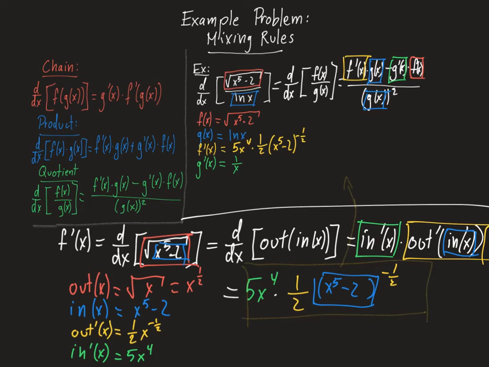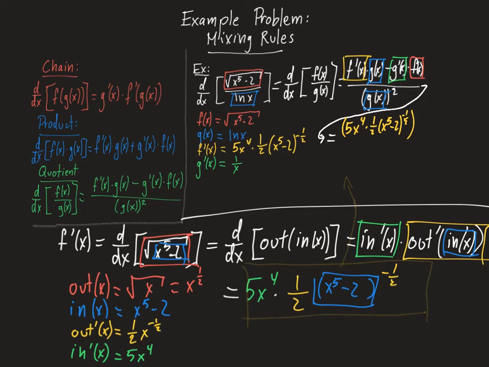So I am picking up from this line, just to be clear. Let's do this over here. I have this big equals sign, and mind the parentheses. So first up, we have f prime of x, which we have said is 5x to the fourth times 1/2 of x to the fifth minus 2 to the negative 1/2.